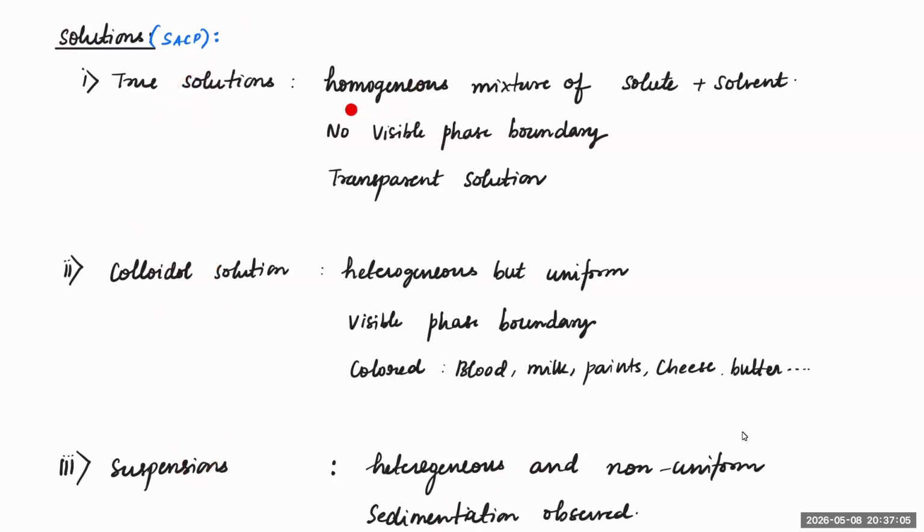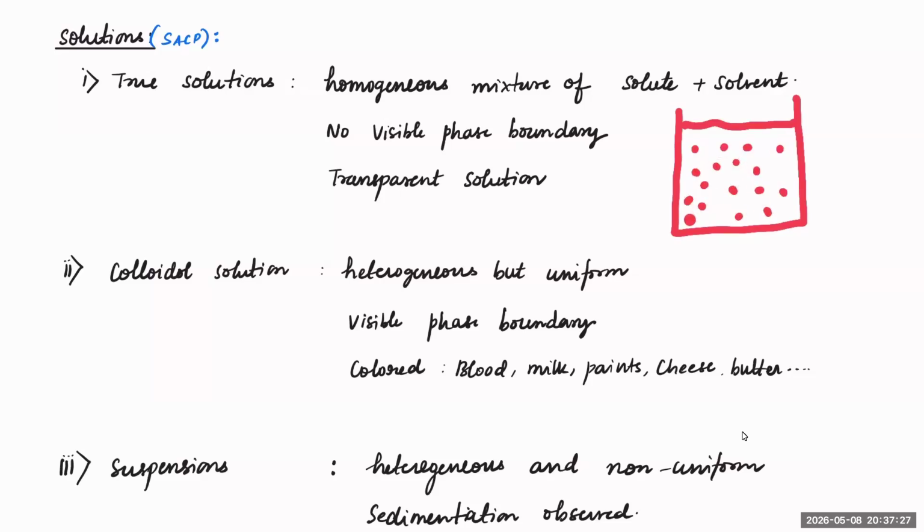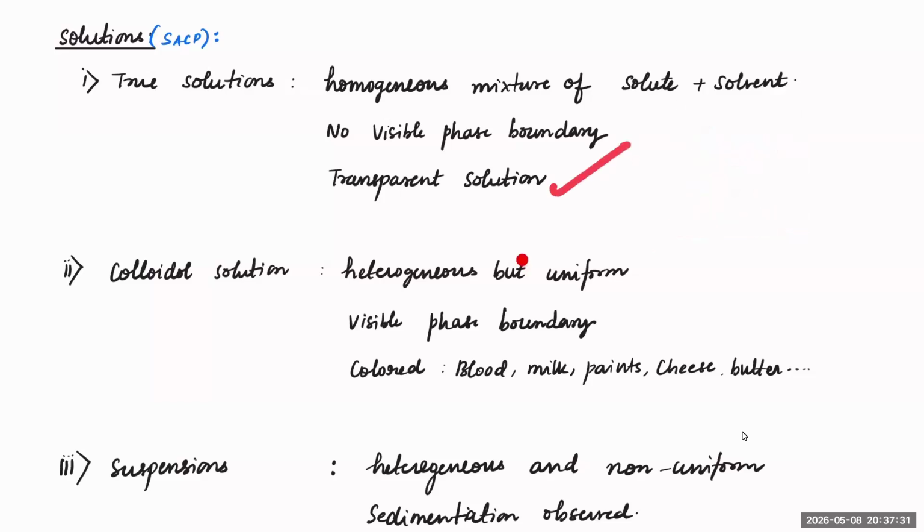See, if at all we have a homogeneous mixture of solute and solvent, then we say it is a true solution. In true solutions, there will not be any visible boundary. You will not be able to see any boundary between the solution, which means if you have a solution here, you will not be able to differentiate between solute and solvent particles just by watching it. So it will be a completely transparent solution.